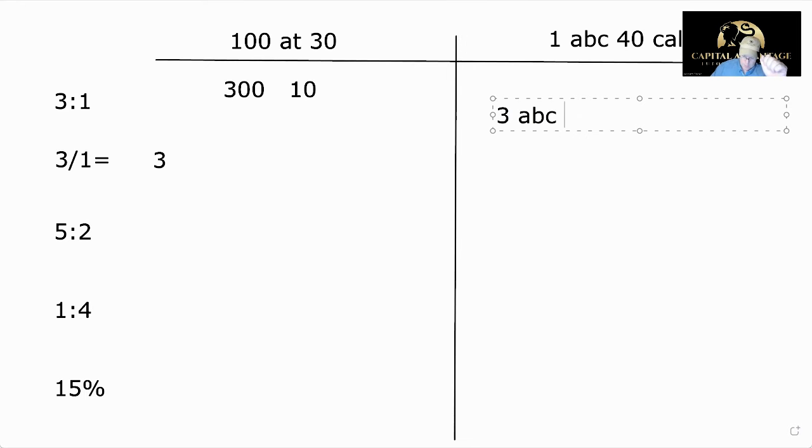40 divided by three equals 13.33. So I'm going to have one ABC, 13.33 calls. Okay. So if it's an even split, the number of contracts does change. So now I'm going to wipe out the information.